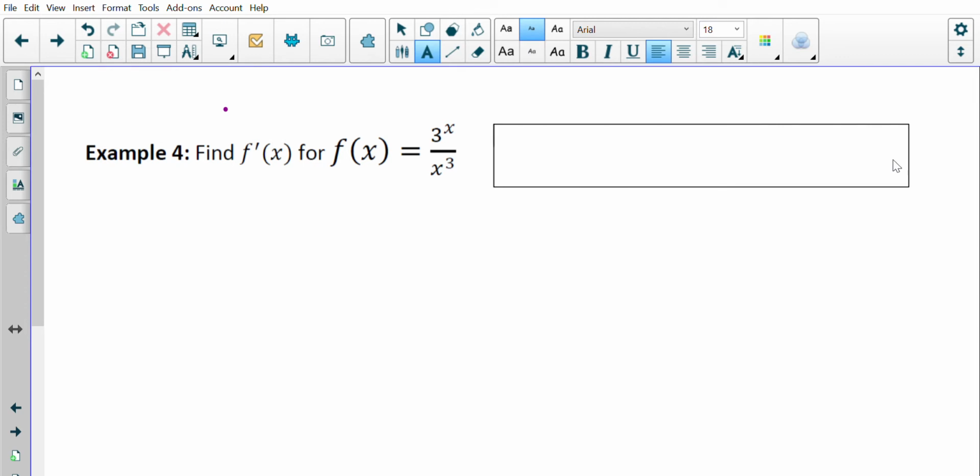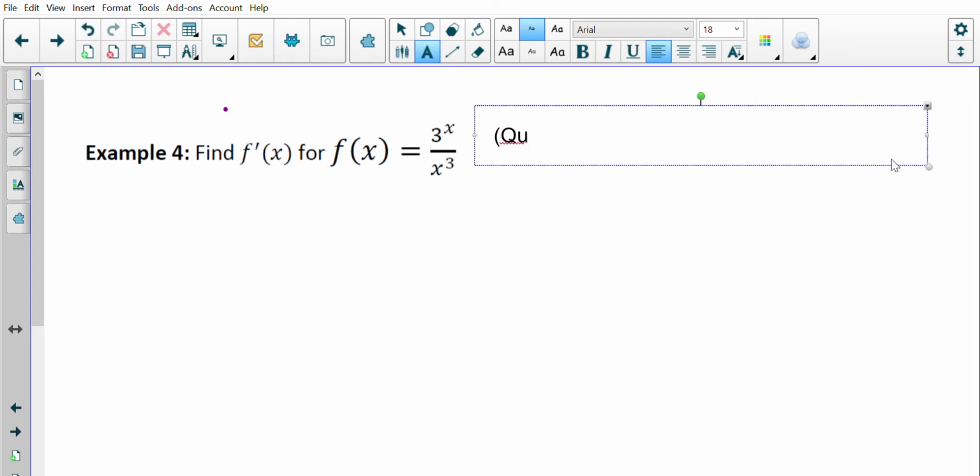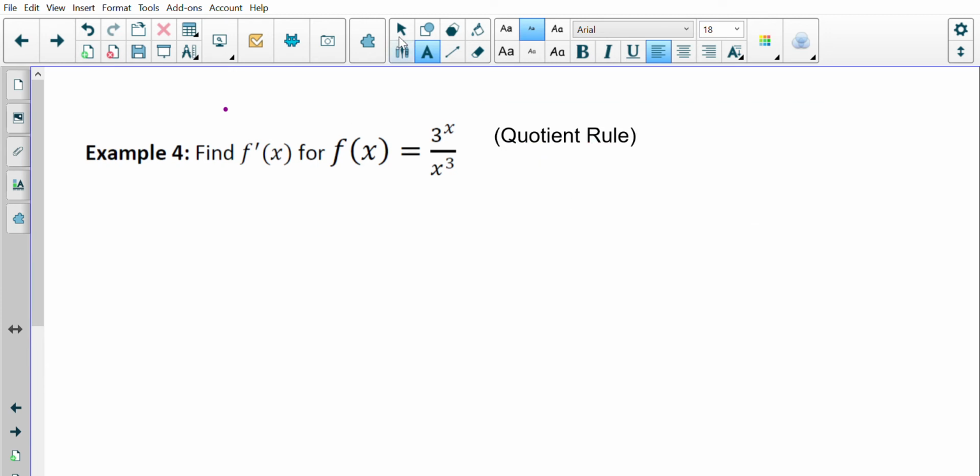So we got the old quotient. I always struggle with spelling that word. Quotient. Oh, good. Quotient rule. All right, because again, we got a function divided by a function.